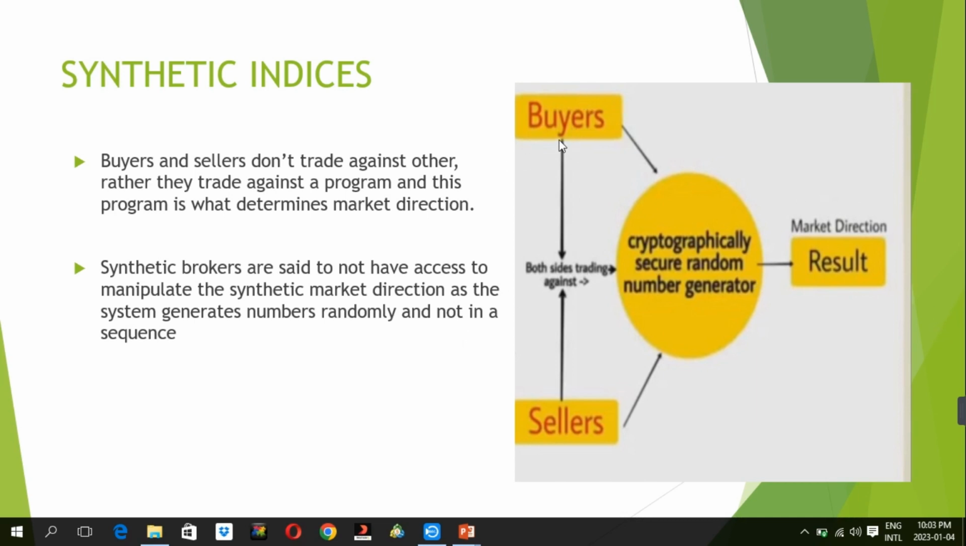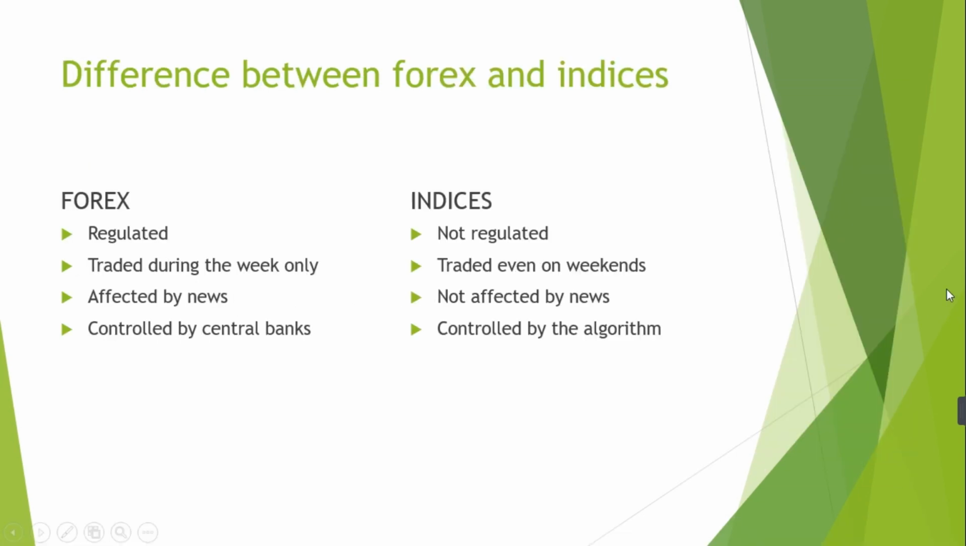So in this diagram, you've got the buyers over here and the sellers over here. Both sides are trading against this program right here, and this program is the one that determines the market direction. So it doesn't matter which side, the buyers or the sellers, has got larger volume. All that matters is where the program is going, where the market direction is going.